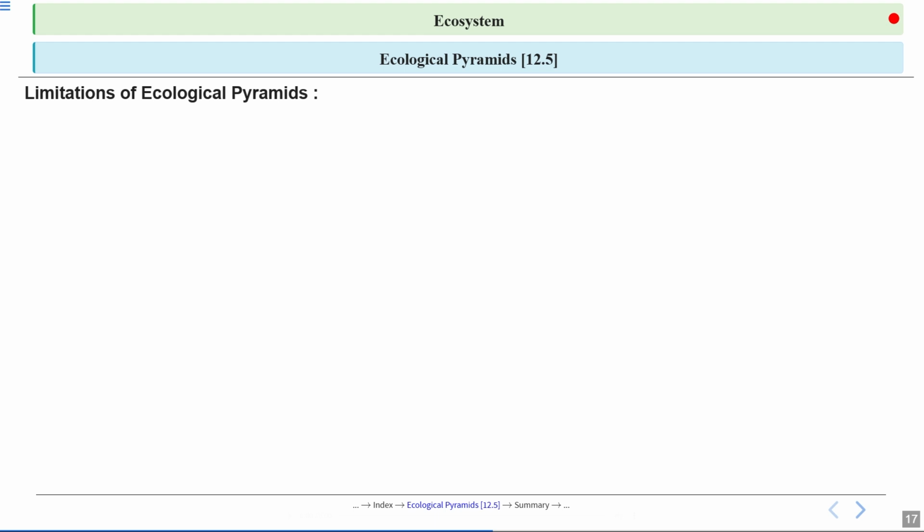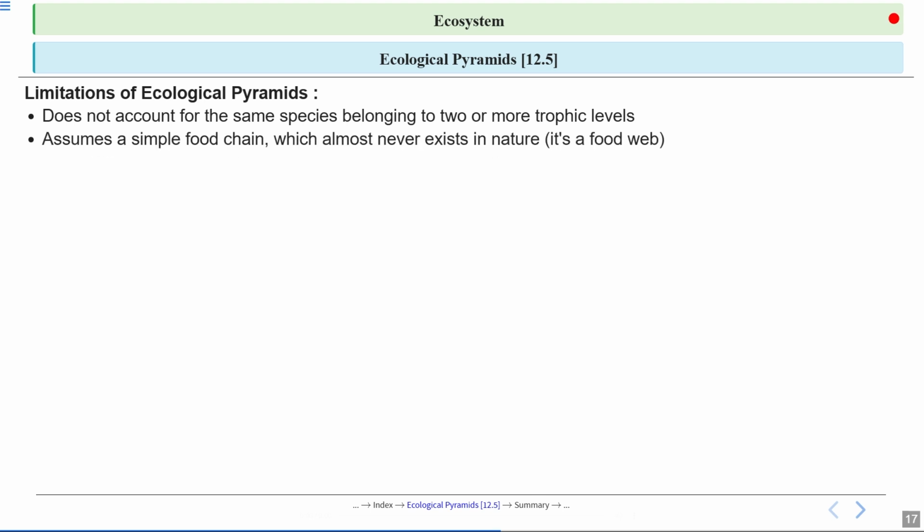Now let's talk about the limitations of the ecological pyramids. Ecological pyramids do not account for the same species belonging to more than one trophic level. For example, some species might eat both plants and other animals, so they fit into multiple levels. So this is not taken into account in ecological pyramids.